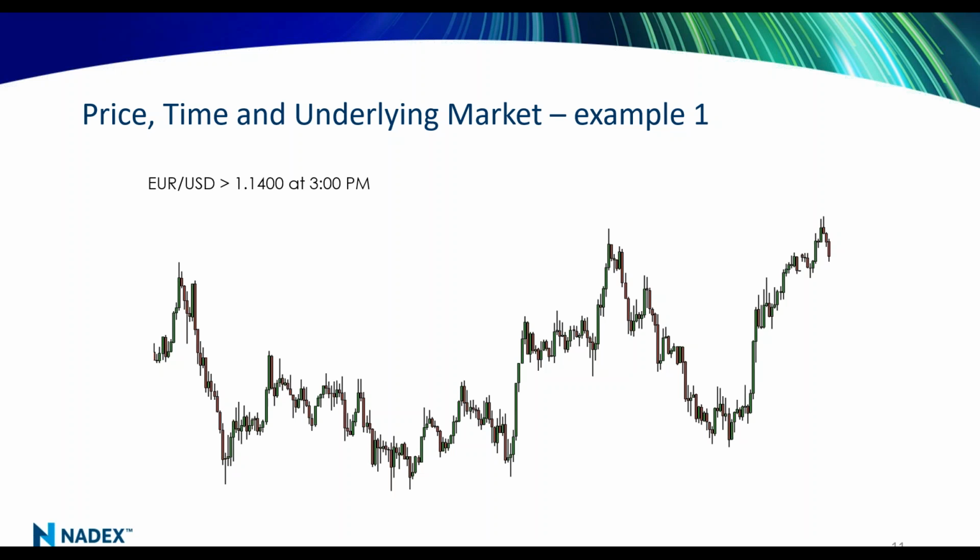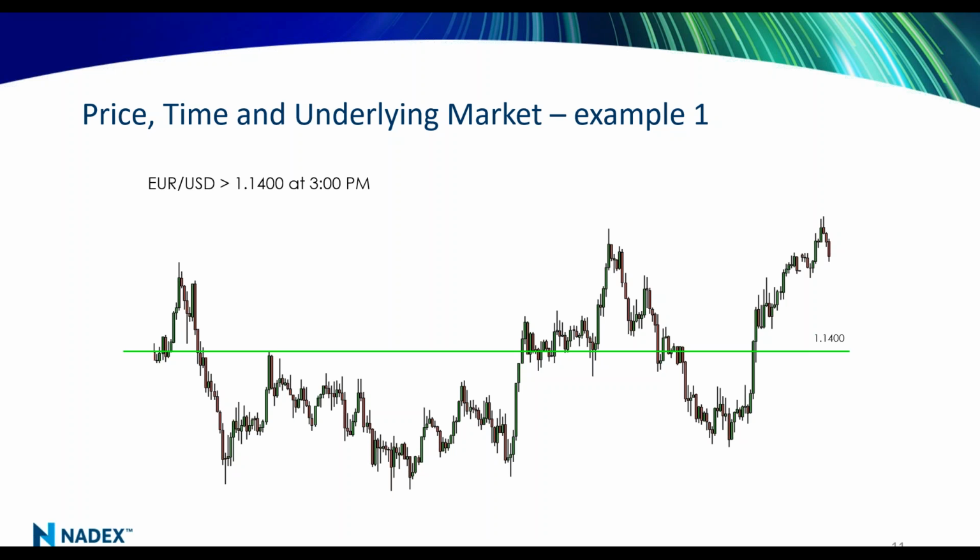So here I've got a chart of the euro US dollar. And we had a prediction: will the euro US dollar be greater than 1.14 at 3 p.m.? Yes or no, will it be higher than 1.14 at 3 p.m.? And here's the 1.14 price. That's the strike price, that's the condition. If you were to buy this binary option, you would need it to settle above that 1.14. If you sold it, you would need it to settle below 1.14.